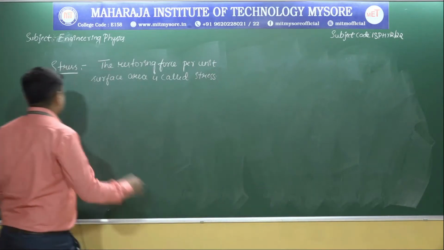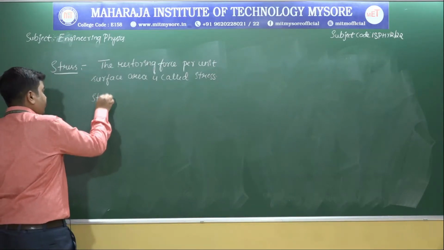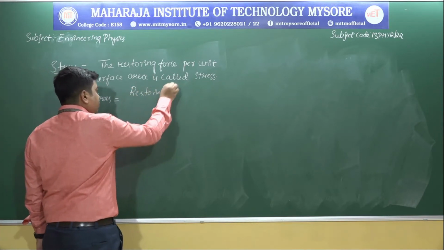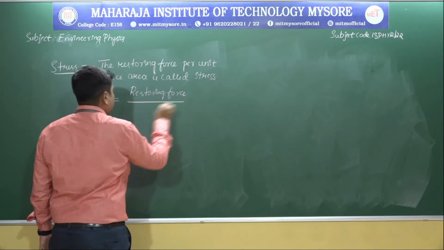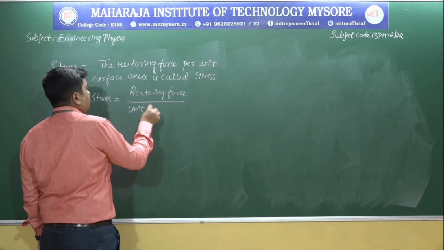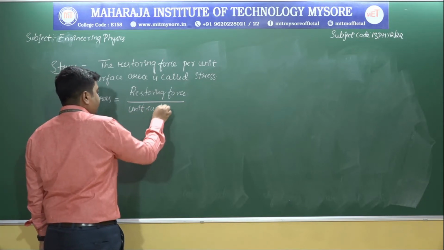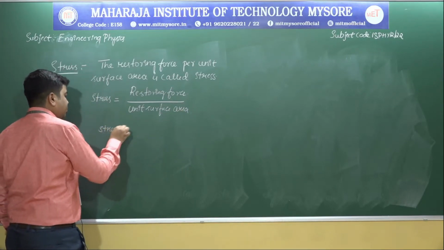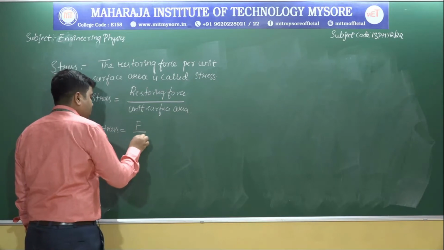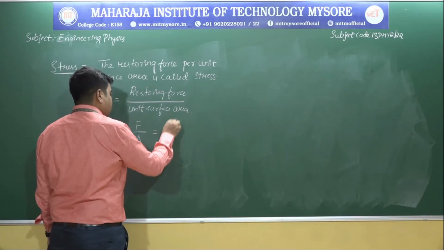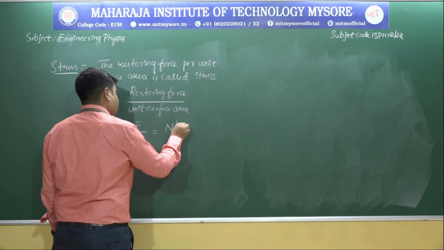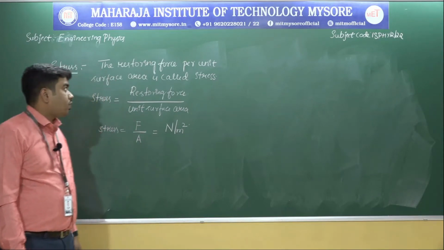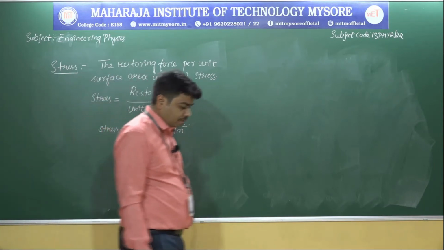So, we can write stress as restoring force per unit surface area. Force is Newton and this is meter square. So, the SI unit of stress is Newton per meter square. So, this is what is meant by stress.